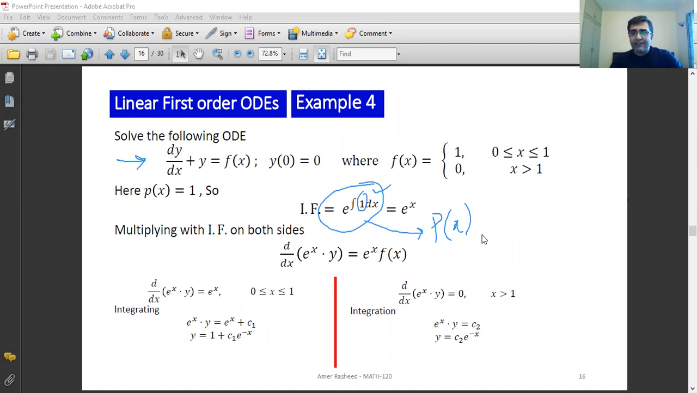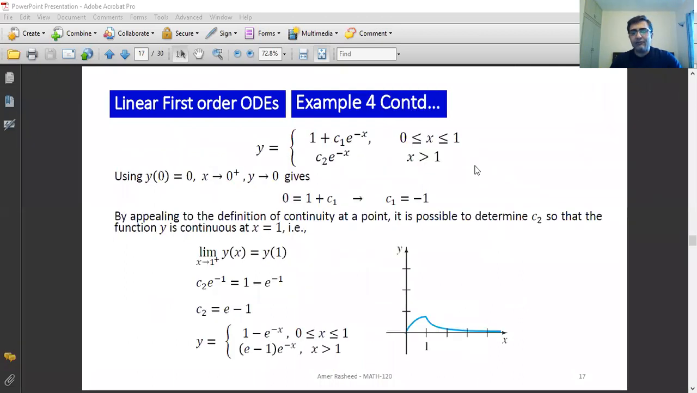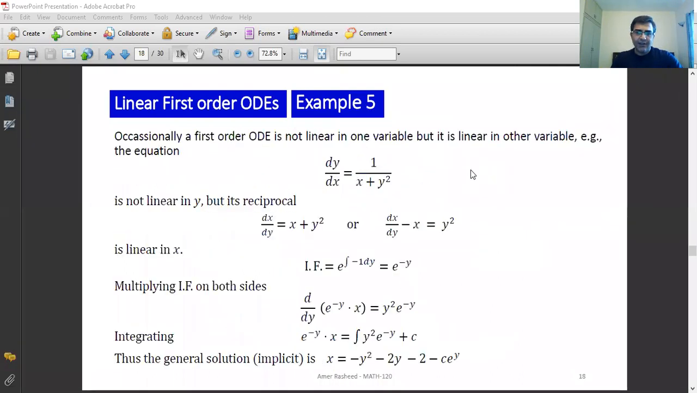Now in the next example, the equation is linear in x, so everything will be interchanged. Sorry, what is the integrating factor here? It should be a function of y, and the integrating factor should be e to the power integral of p of y dy. This should be your integrating factor here. I hope that answered the question. If you have any further question, you can ask me.